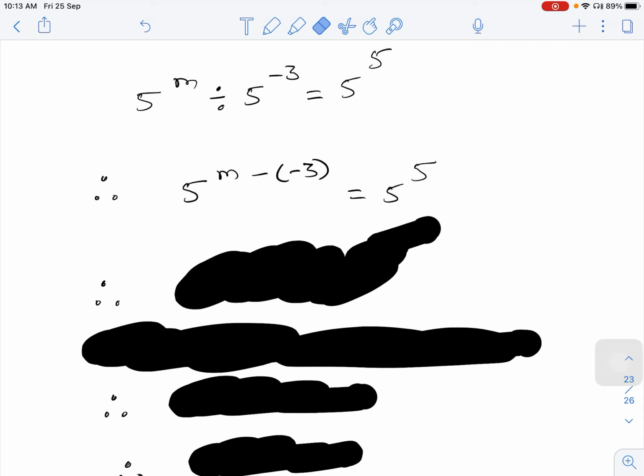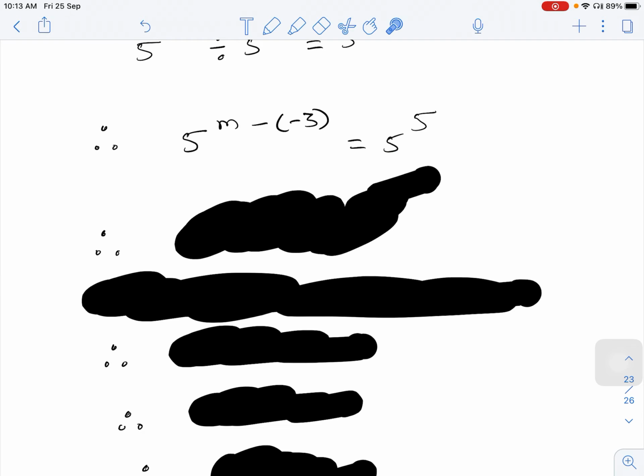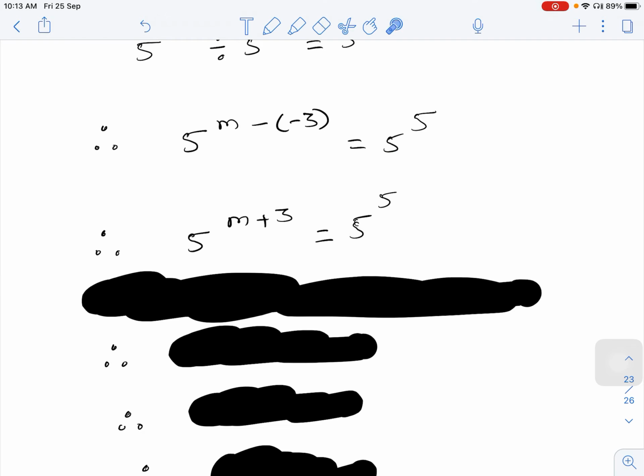So in the next step you will get 5 raised to m. Now this is our subtraction. Now what we have to subtract is minus 3, equals 5 raised to 5. In the next step this minus minus will become plus. So you will get 5 raised to m plus 3 equals 5 raised to 5.